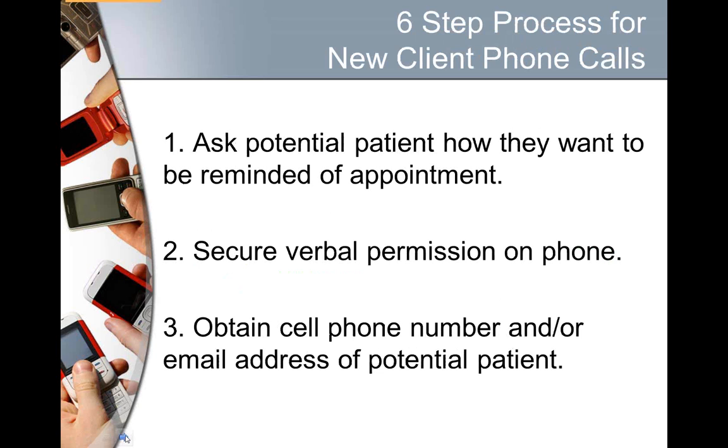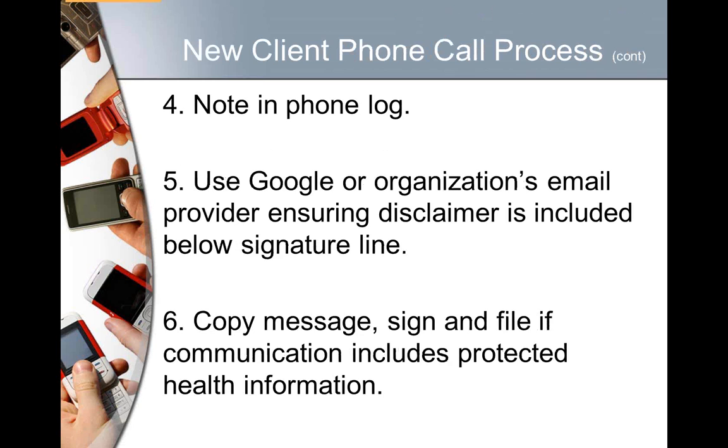Next, 6 steps to process for new client phone calls. So you get a phone call in, and they're saying, I want to set up an appointment for a pregnancy test, and so you'd ask the potential patient how they want to be reminded of the appointment. If they say phone call, you're going to secure a verbal permission on the phone. You're going to obtain their cell phone number and or email address if they decide that that's how they want to be communicated to. You're going to note it in a phone log, and then you're going to use the Google or your organization's email provider, ensuring the disclaimer is included below the signature line. So that would be in your signature block. And then you would copy the message, sign it, and file it if the communication includes protected health information.